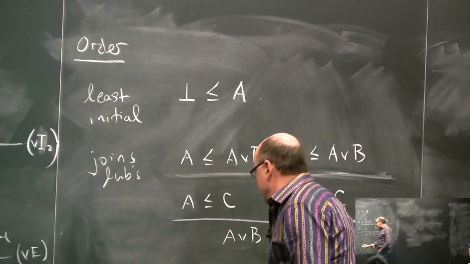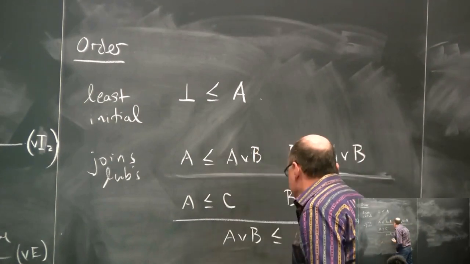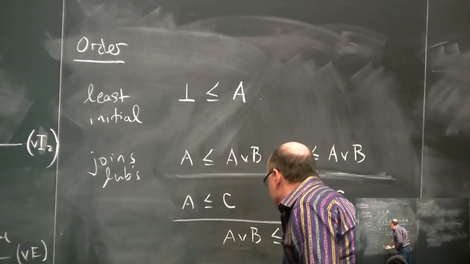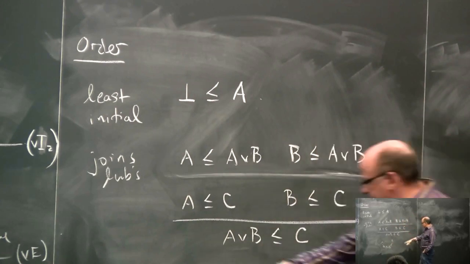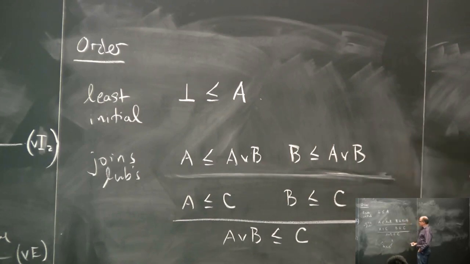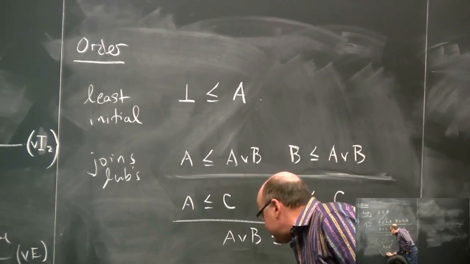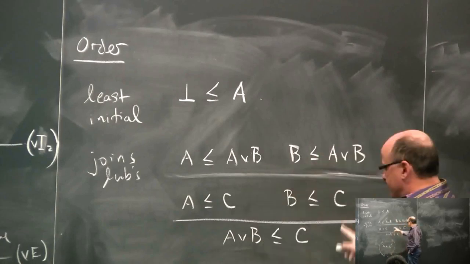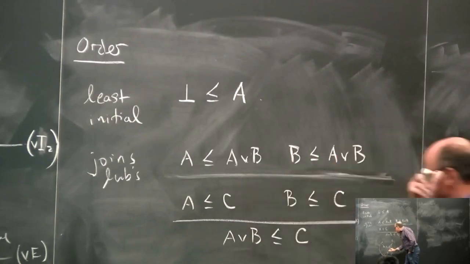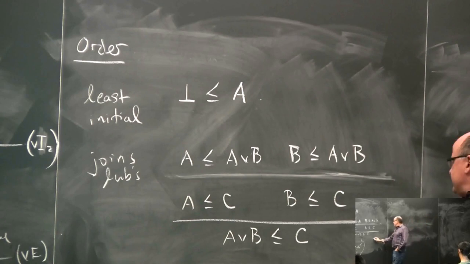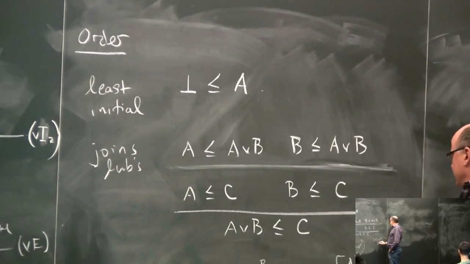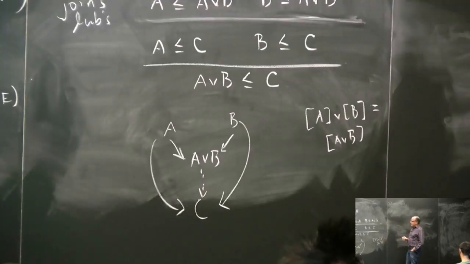And in terms of the pictures, it's nice to draw the picture. So it says this: A is less than or equal to A or B, and B is less than or equal to A or B. Now, if A is less than or equal to C, and B is less than or equal to C, then A or B is less than or equal to C. And if you were working with equivalence classes, what you would say is the sum, or the least upper bound, of two equivalence classes is given by the equivalence class of the disjunction. That's what you would say in the partial order setting.